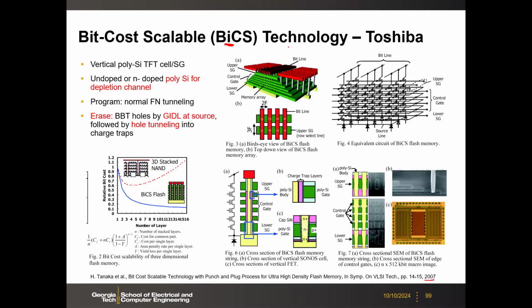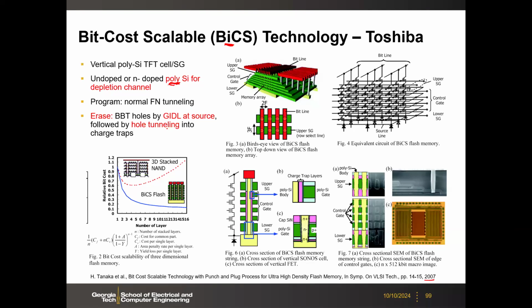So here, the channel is vertical, and what is the channel material? It's polysilicon. Polysilicon is used as a channel instead of, in 2D NAND flash, the silicon substrate, which is a single crystalline silicon, used as a channel. So here we switch to polysilicon, and the program is still by the normal FN tunneling, and erase. So here, the GIDL current and the hole injection is important.